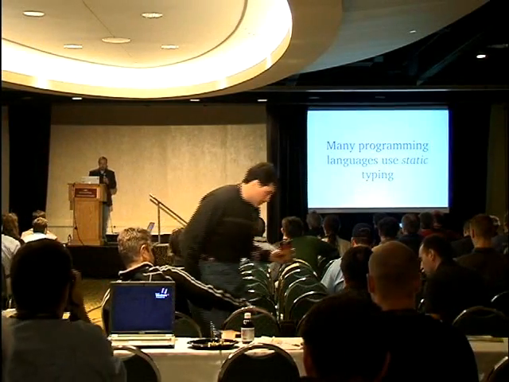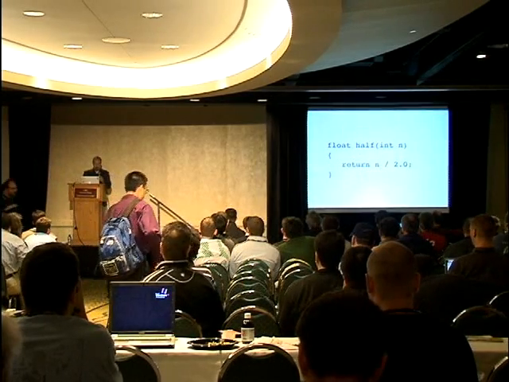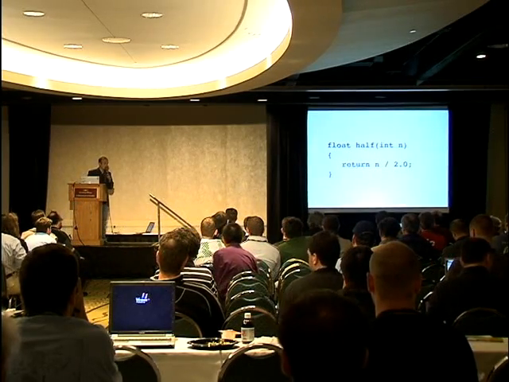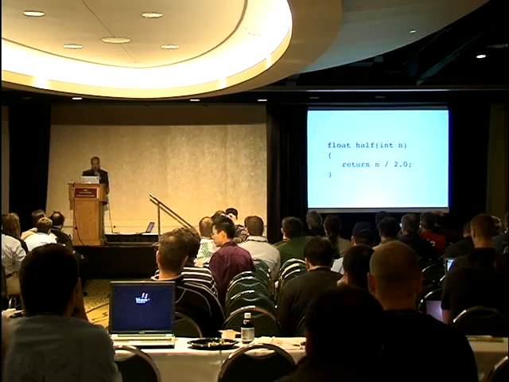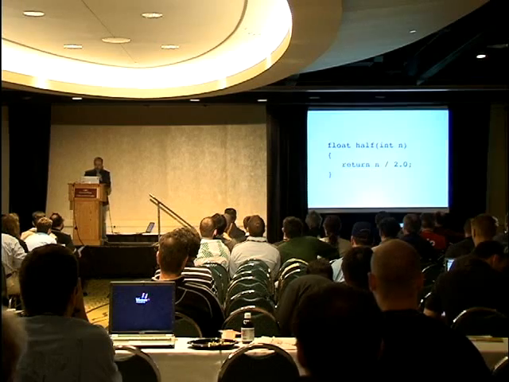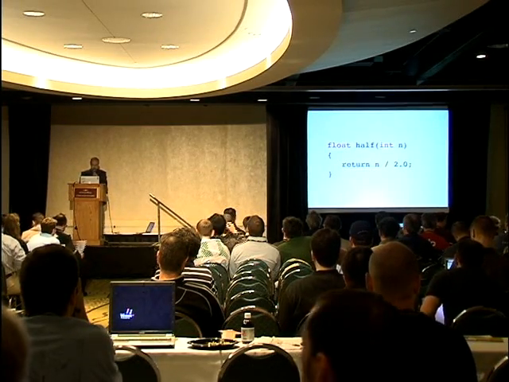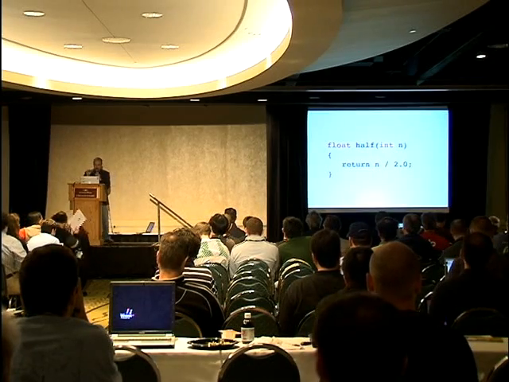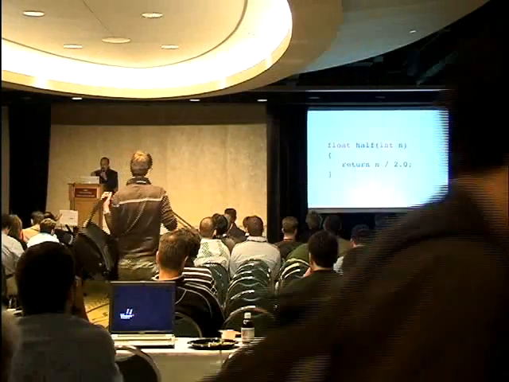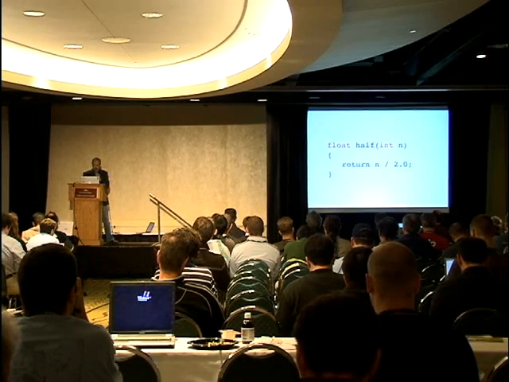Many programming languages, as many of you have doubtless encountered, use static typing. If you've ever looked under Python's hood and found the C language, you've seen that functions look something like this. They promise to only accept one kind of argument and promise to only return one kind of return value, and they're stuck. They can't ever do anything else.